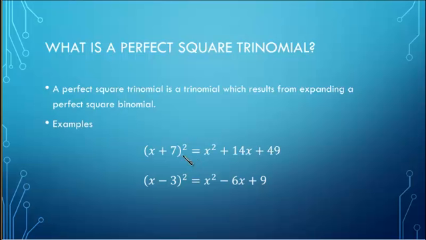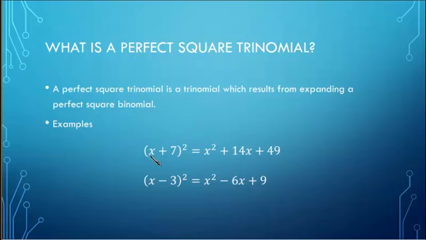So how does this expand? Well, it's x squared plus 2 times x times 7, which gives us 14x, plus this squared, which is 49. And here we have another perfect square binomial, x minus 3 quantity squared. So this then is the first term squared, x squared, minus 2 times 3 times x, which is minus 6x, plus 3 squared, which is 9. Notice it's minus 3 times minus 3, which gives us 9.